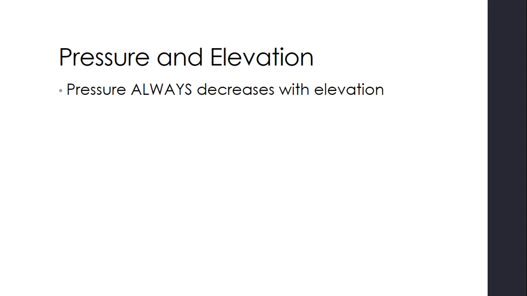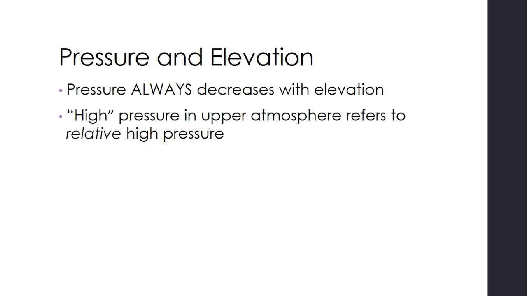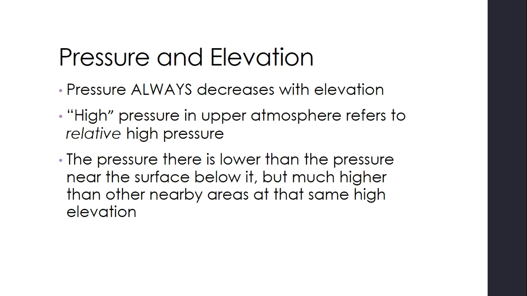When we think about pressure and elevation, pressure always decreases with elevation, no matter what. High pressure, though, in the upper atmosphere refers to a relative high pressure. And so that means the pressure there is lower than the pressure near the surface below it, but much higher than other areas at the same high elevation. So when we're looking at high pressure in the upper atmosphere, we're talking about high in relation to other areas of the upper atmosphere. But the upper atmosphere is always going to have lower pressure than the lower atmosphere.